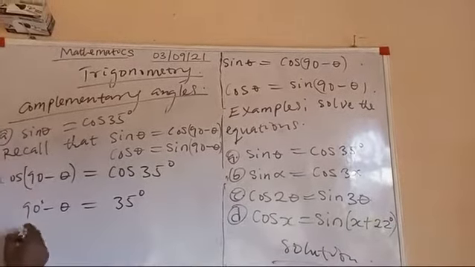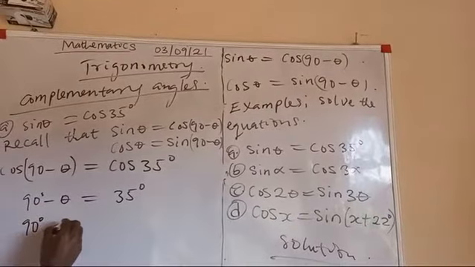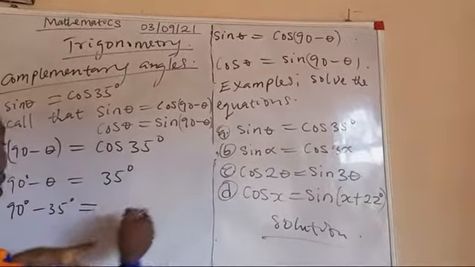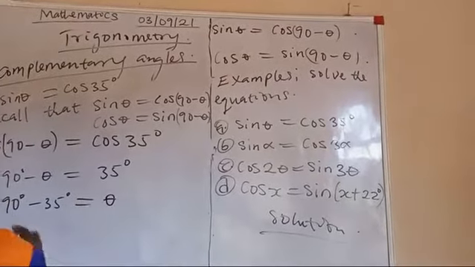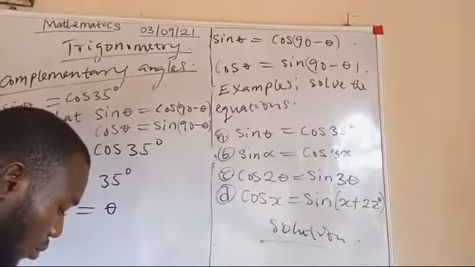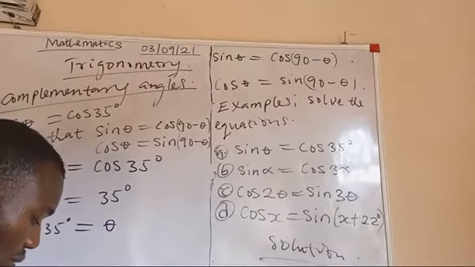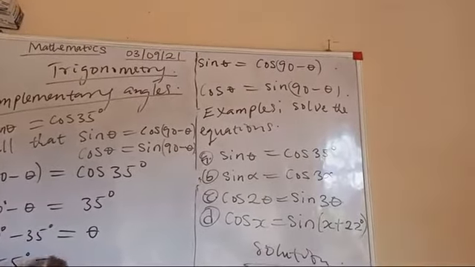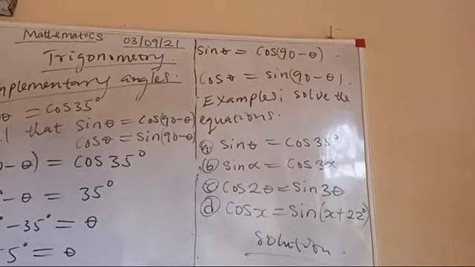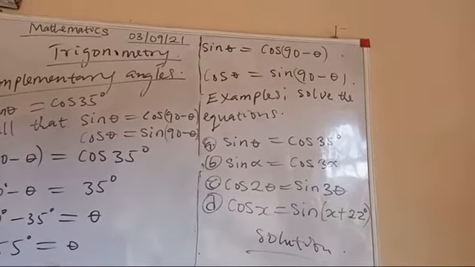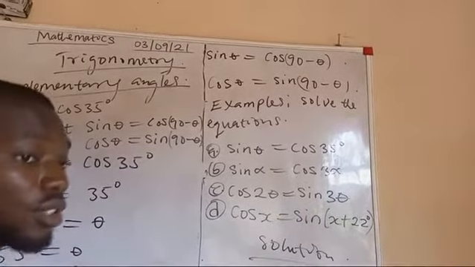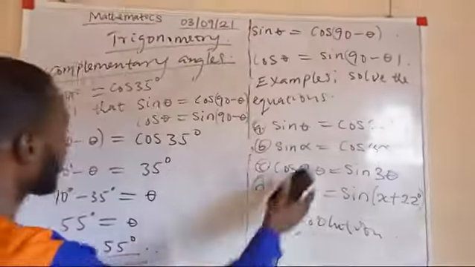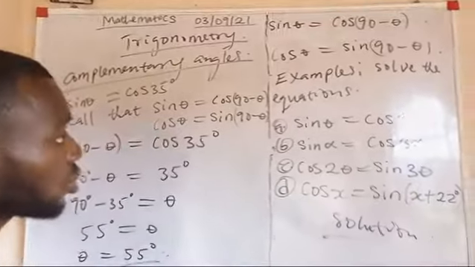So we now have 90 degrees minus 35 degrees is equal to, once it's crossed, you change to plus, theta. So 90 minus 35 will give me 55. So 55 degrees is equal to theta. You can as well say that theta is equal to 55 degrees. So that is for the first one. Okay, let's quickly solve the second one.